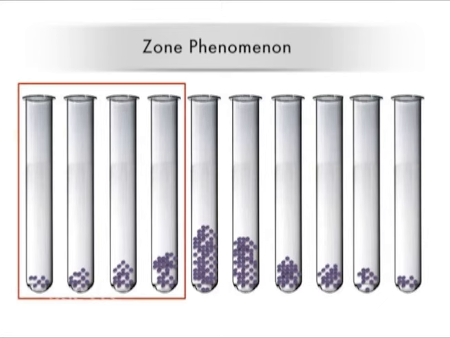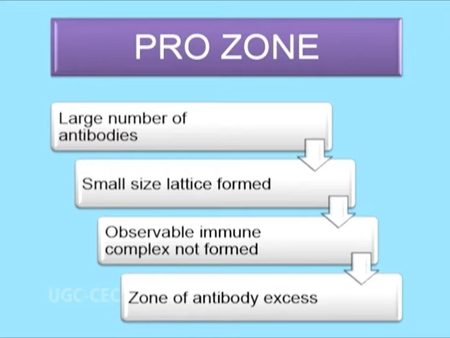In the earlier tubes where the antibodies are in excess, the antigens are available for sharing of valencies. This hinders the growth of size of lattice. Therefore, small complexes are formed. This is known as the zone of antibody excess or prozone.